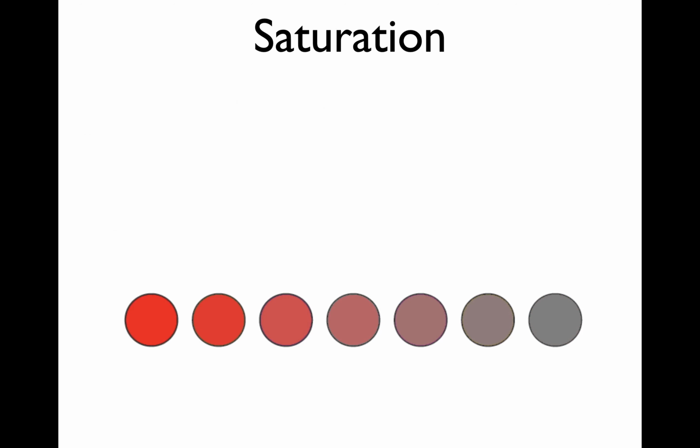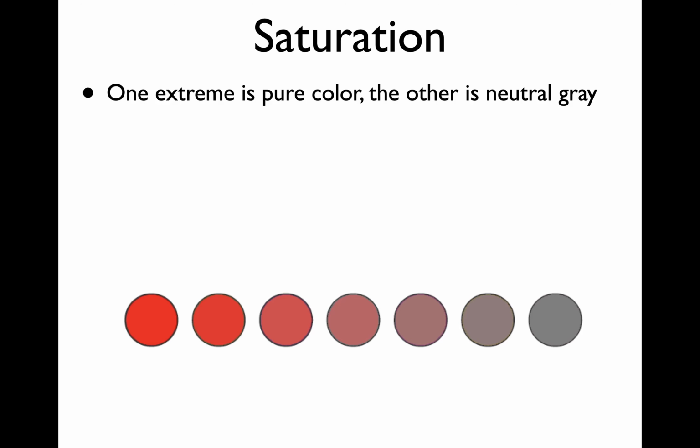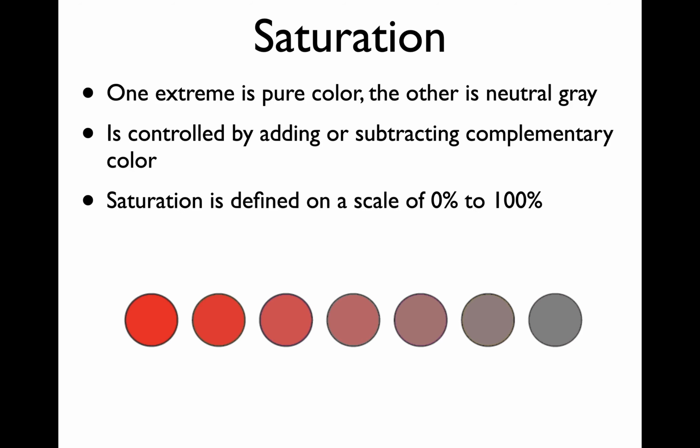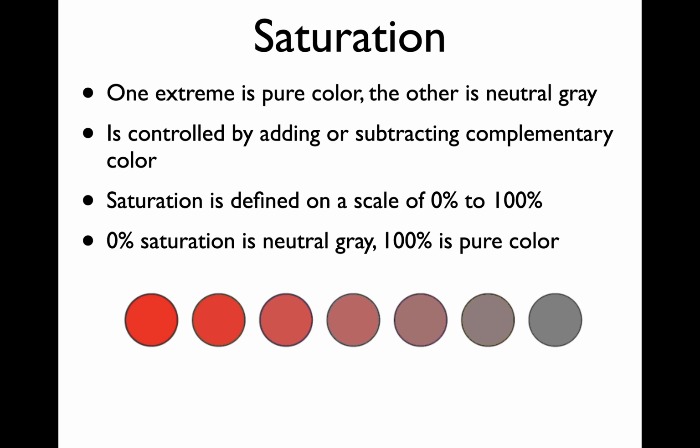So what's saturation? Well, we've talked about saturation already in this class a little bit. Saturation is where you have one extreme as a pure color and the other extreme is a neutral gray. And the way you get to that neutral gray is by mixing an equal amount of complementary color, whatever that color is. Every single color in the world has a complementary color. So it's controlled by adding or subtracting complementary colors. Saturation is defined on a scale of 0 to 100%. 0 is completely desaturated, 100% is fully saturated. 0% saturation is a neutral gray.